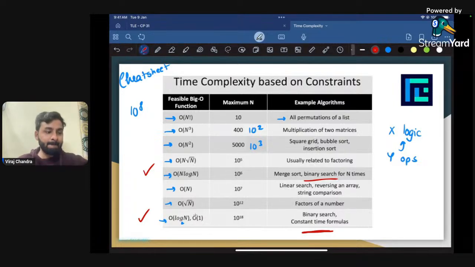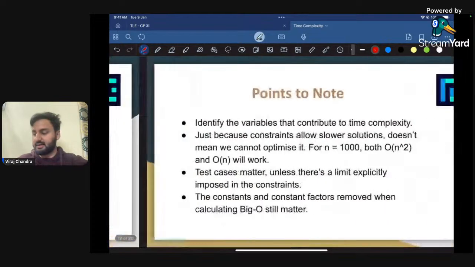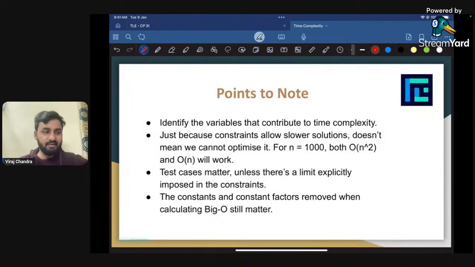Okay? Clear, guys? So this is a cheat sheet. You can take a screenshot. I hope everyone has done it. Final points to know. This is when we can end.